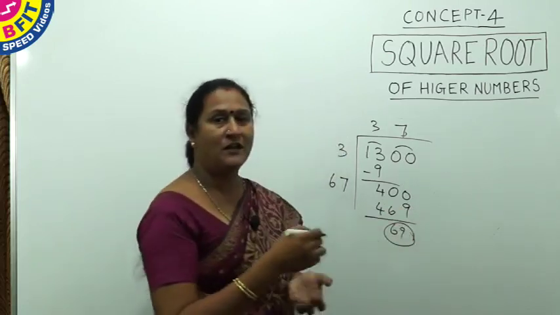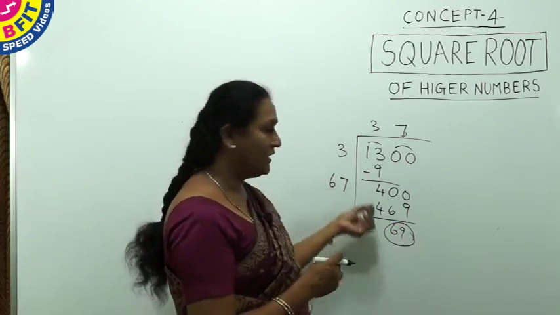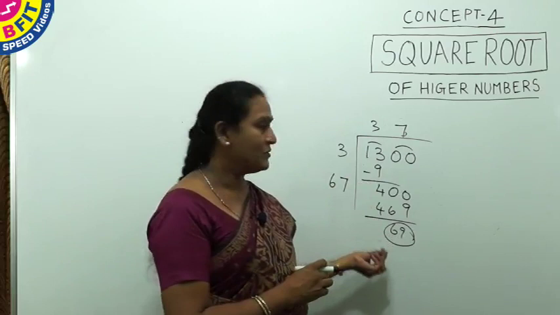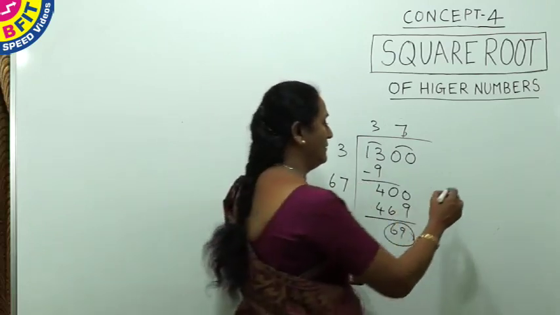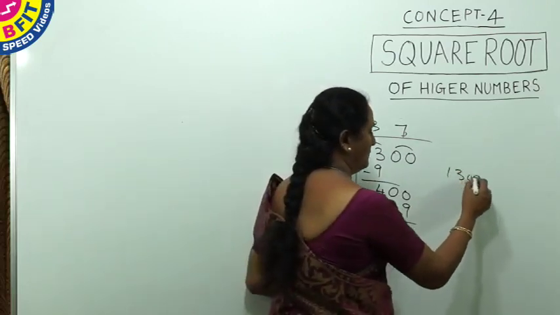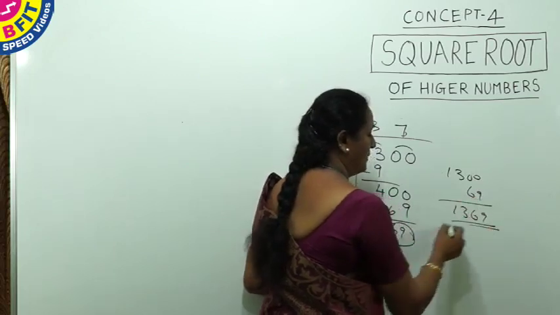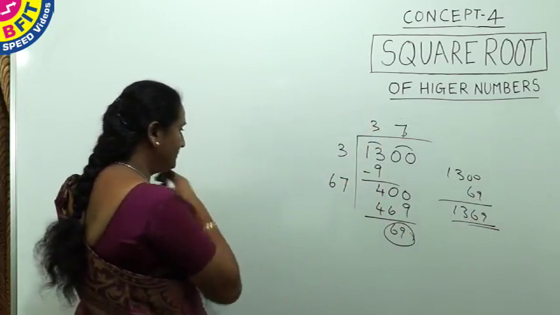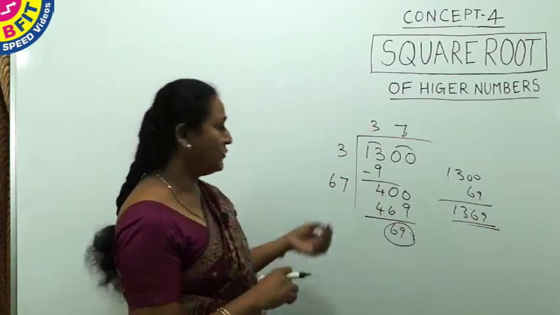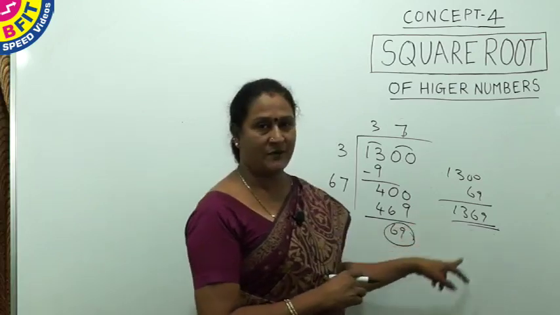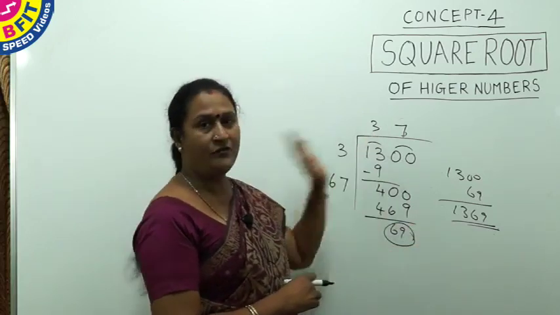What is the number that has to be added to 1300 to make it a perfect square? It is short of 69. So 69 should be added to make this 1300 a perfect square. So 1369 is a perfect square, which is the square of 37.